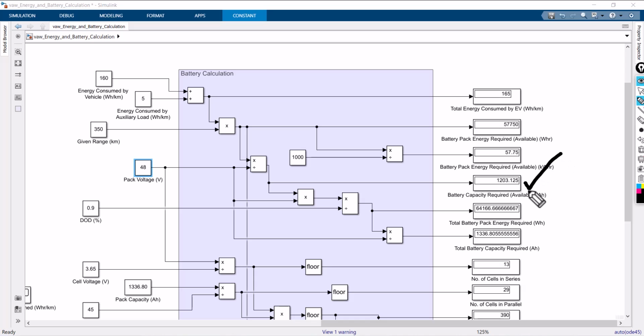1203.25 ampere hour. Next, you have to calculate the total battery pack. How to calculate the total battery pack? You have to divide it by the depth of discharge. Okay, this will give you the total battery pack. From that, again you have to calculate the battery capacity. See, don't confuse this. There are two battery capacities.